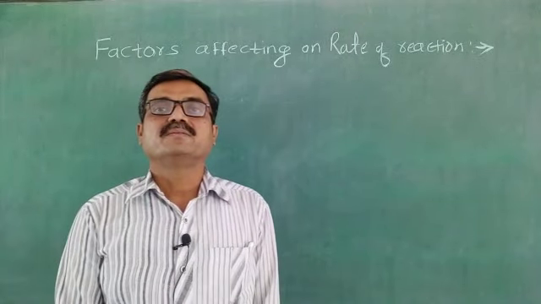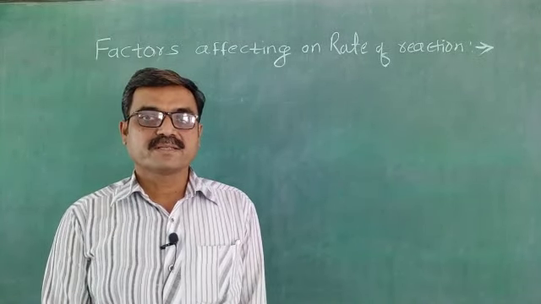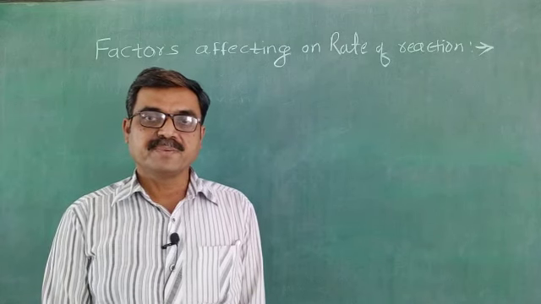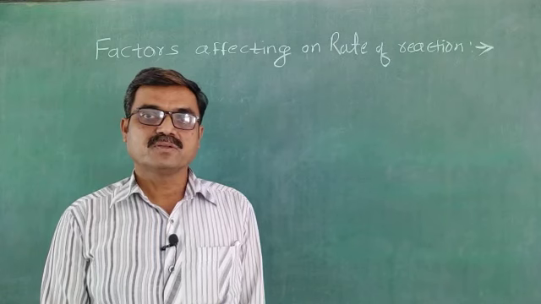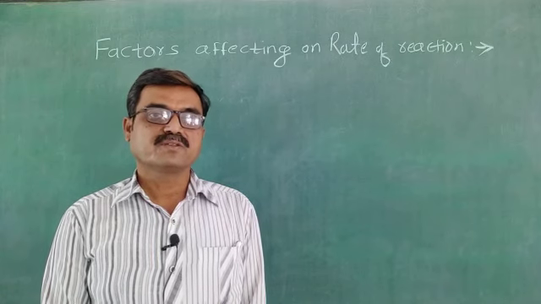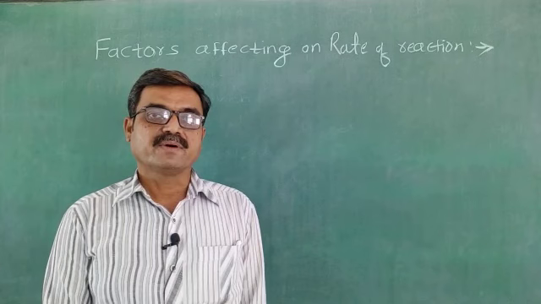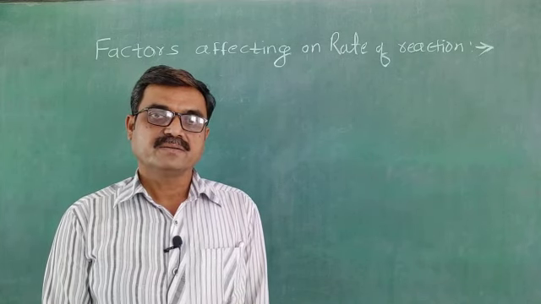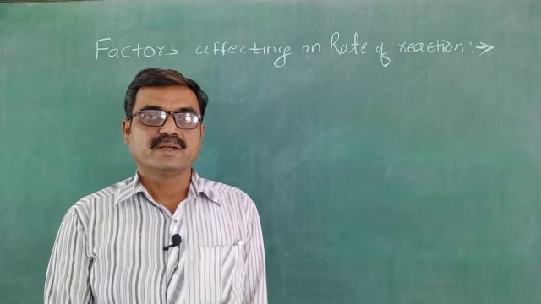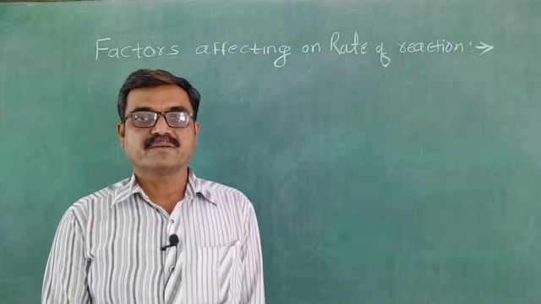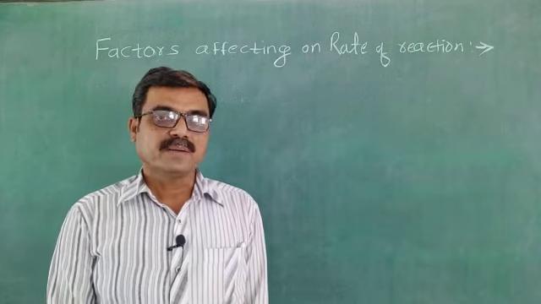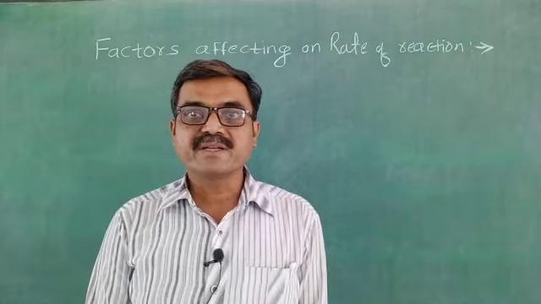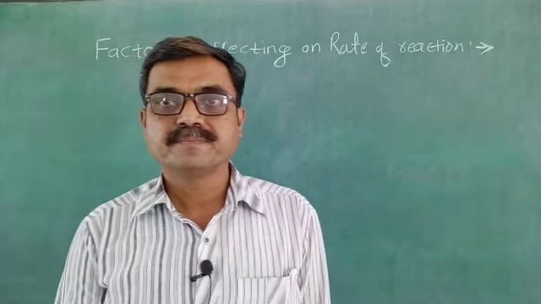Now welcome student. This is our second lecture on chemical kinetics. In the previous period we studied the rate of reaction, that is the velocity of reaction; second, the rate constant of the reaction; and third, the unit of the rate constant of the reaction. Now after this, today we have to see the factors affecting the rate of reaction.